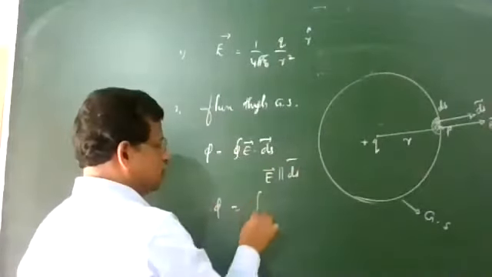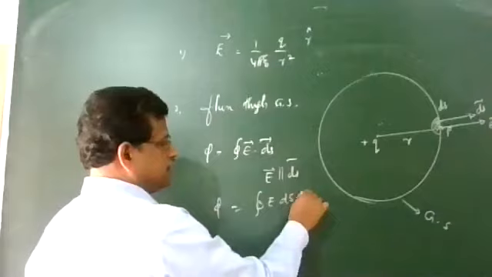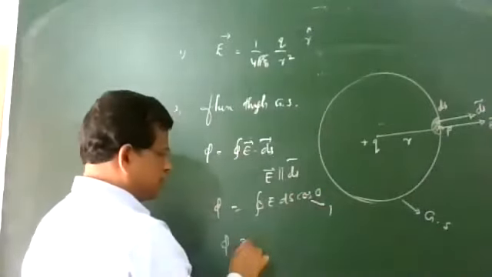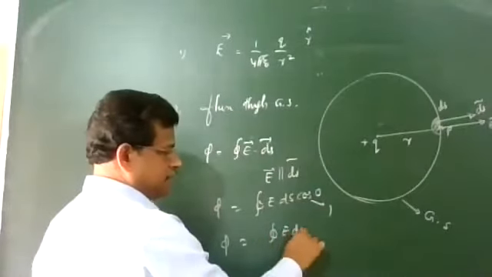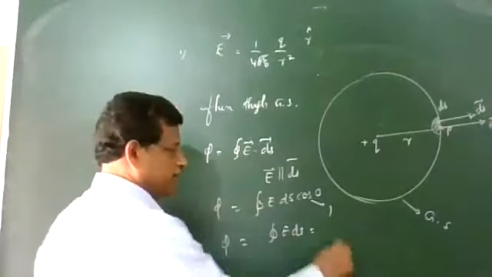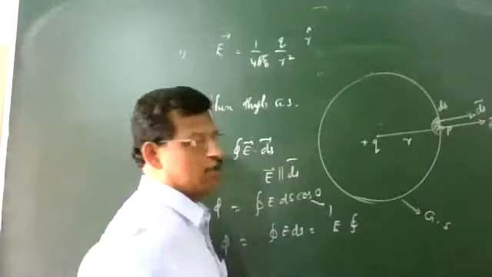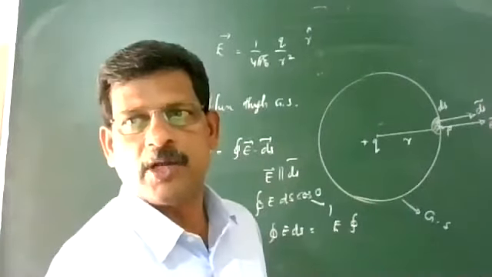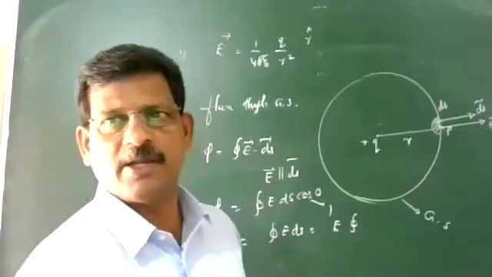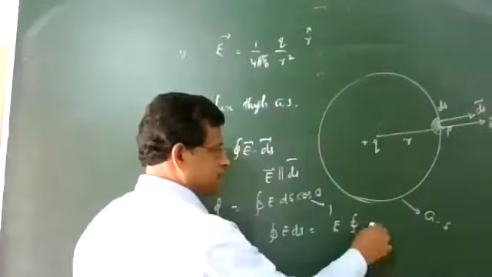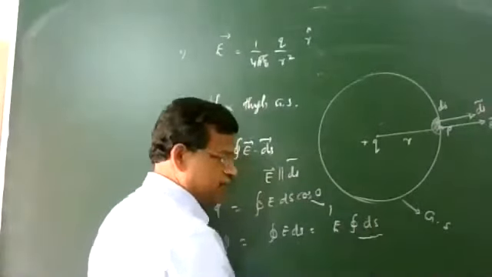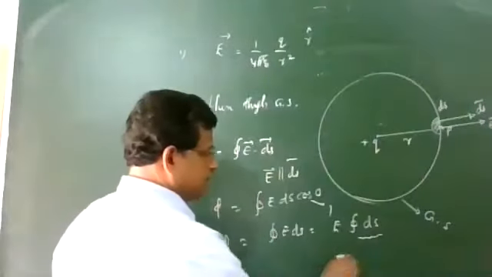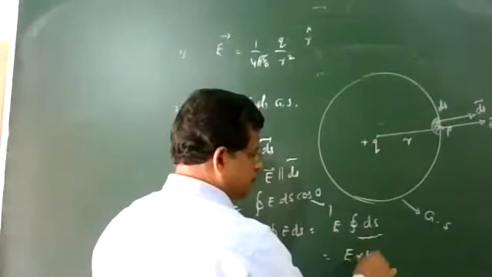Phi is equal to closed integral E ds cos theta. Cos theta means here 0. Cos 0 is 1. So phi is equal to closed integral E ds. From here, E can be taken outside, because all the points on the surface are equidistant. Closed integral ds means the total surface area of the spherical surface. That is E into 4 pi r square.